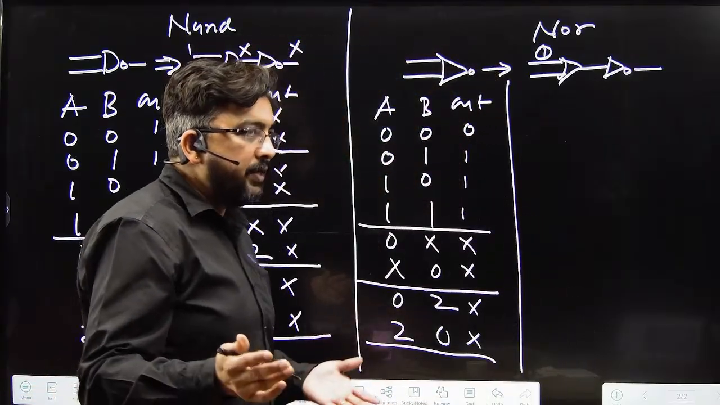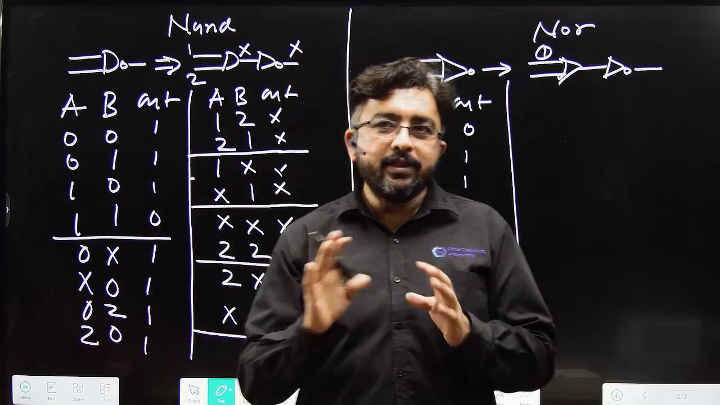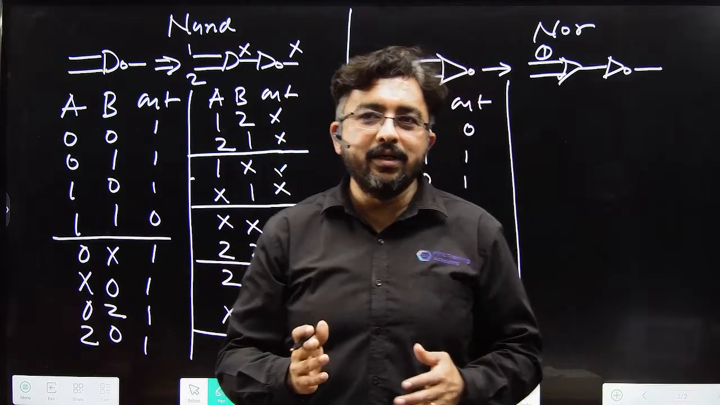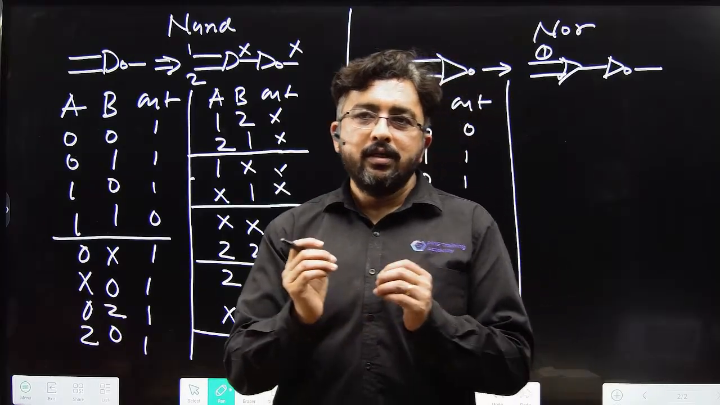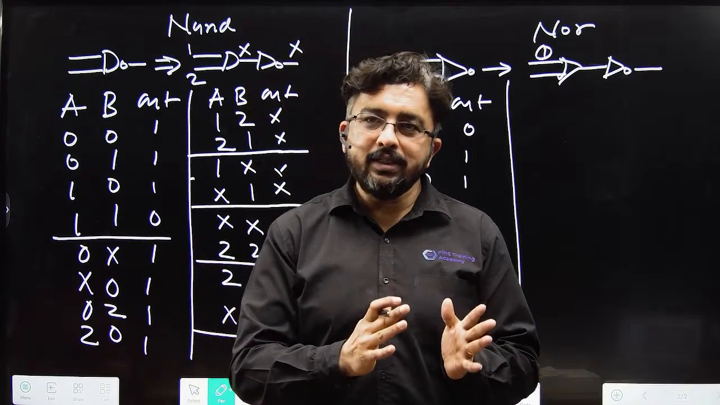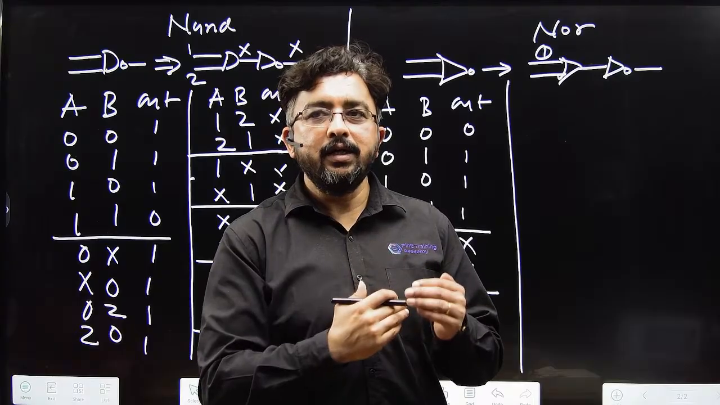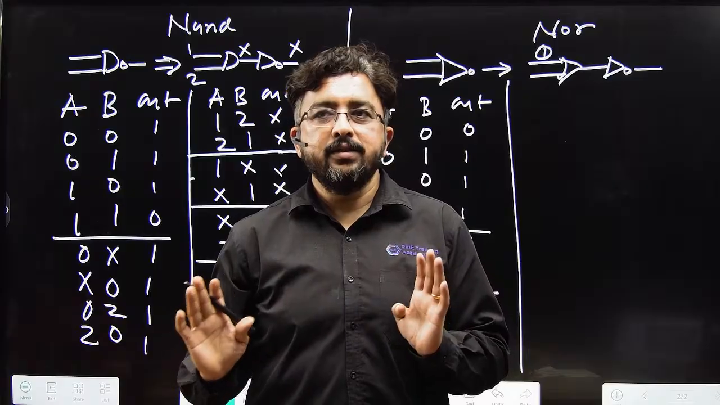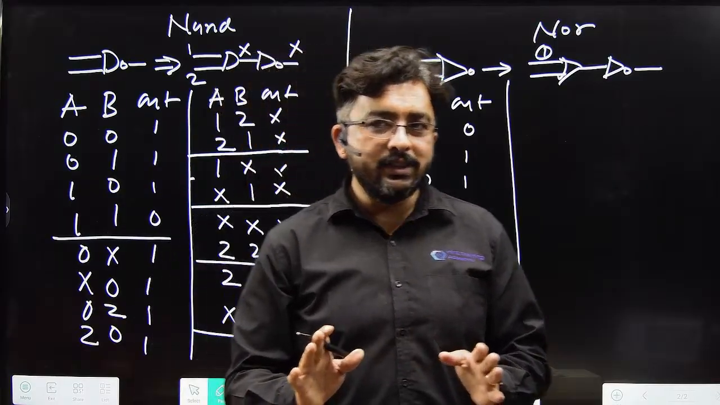So you have to be very careful. You don't have to do rote memorization. Don't mug up. Just understand the basic concept of what will happen if any input is X or Z. So what is X? X means unknown. Z means high impedance. Unknown means we are not connected anything. Z means high impedance, floating state, disconnected. Very simple way you have to understand.